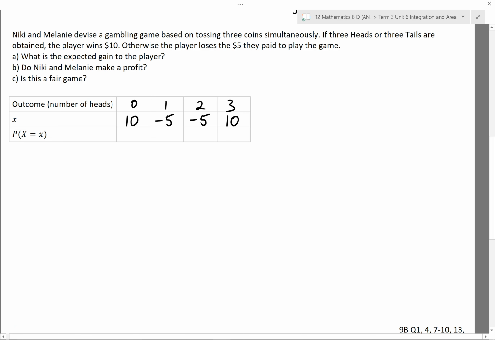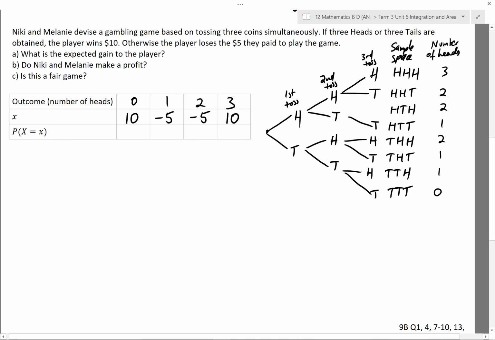To calculate the probability of these events occurring, I'll make up my tree diagram for the 3 tosses of the coin for head and tail. I'll be able to write these probabilities. So the probability of getting 0 heads, there's 1 outcome in 8. I'll look at the number of times 1 head occurs here: 1, 2, 3 times. So it'll be 3 on 8. There's 3 occurrences of 2 heads as well, and just the 1 occurrence of 3 heads.